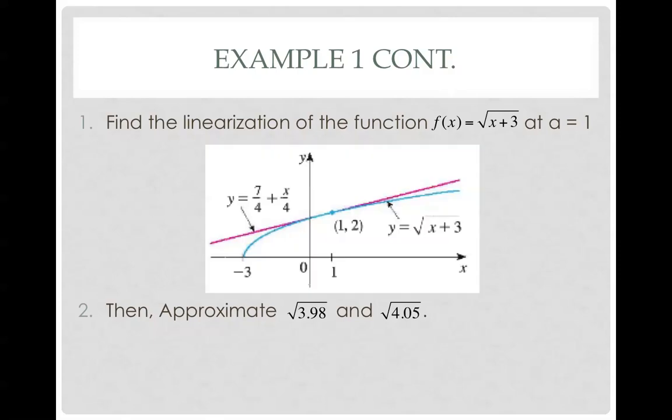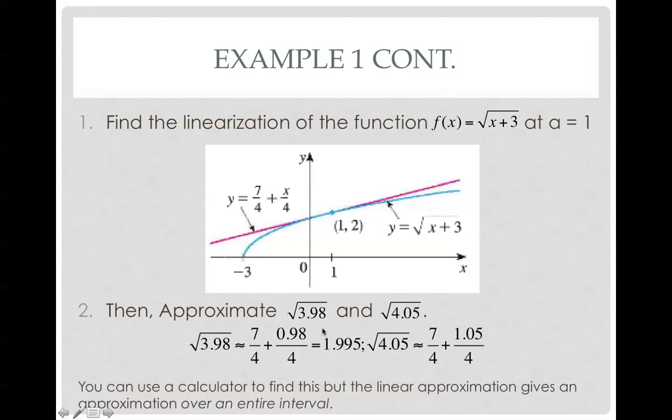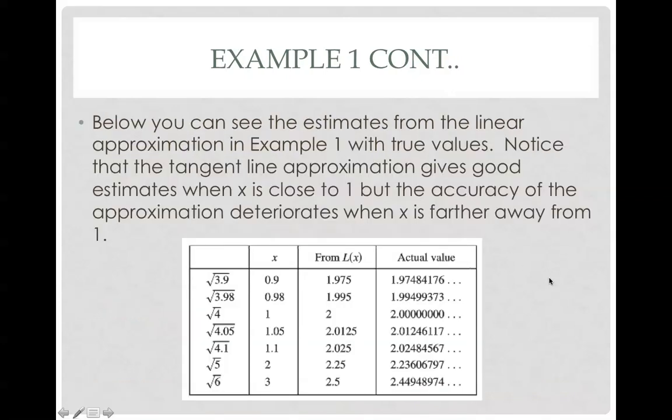So here's a graph that shows what we just did. It's really hard to find values on a curve, so we found points on the line, and we know that they are approximately that value. Now we can approximate the square root of 3.98 and 4.05. This can also be done with a calculator, but the linear approximation gives an approximation over an entire interval. Below you can see the estimates from the linear approximation in example 1 that I just went over. Here are the true values. Notice that the tangent line approximation gives good estimates when x is close to 1, but the accuracy of the approximation deteriorates when x is further away.